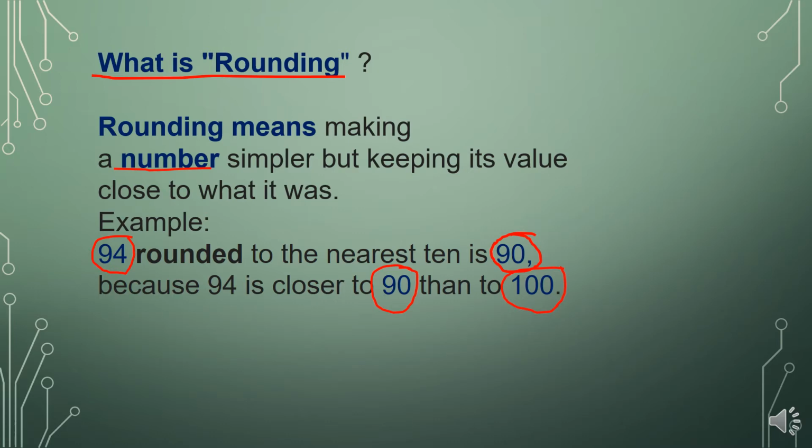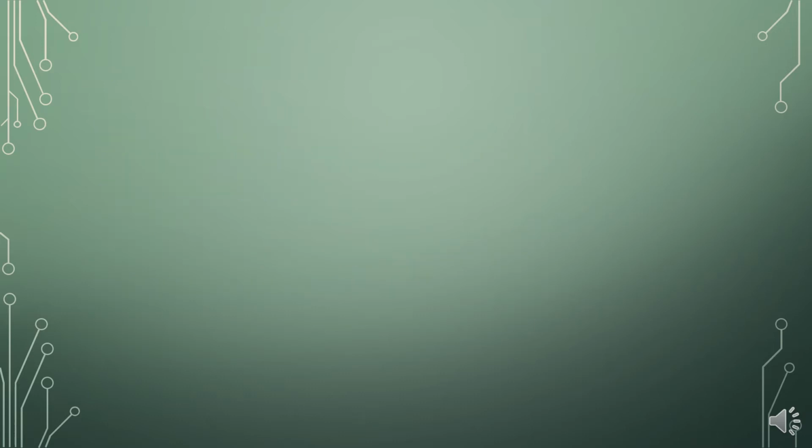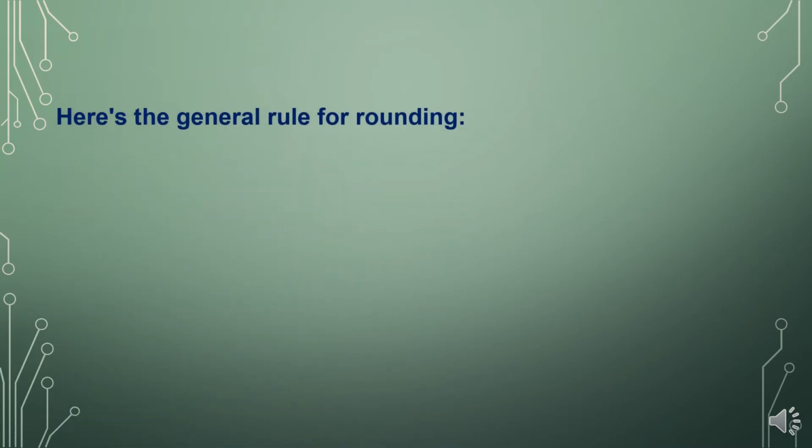Rounding numbers helps you solve everyday problems where you don't need an exact answer. That is also called an estimate. In rounding numbers, there are rules that we need to follow. Here's the general rule for rounding.